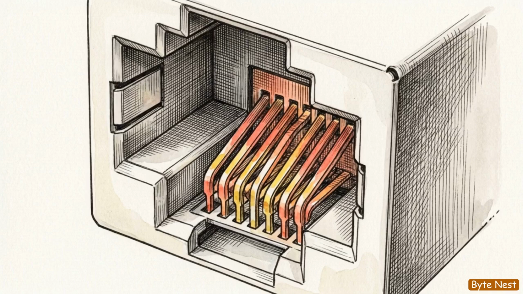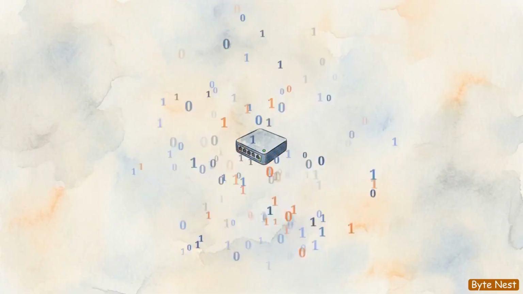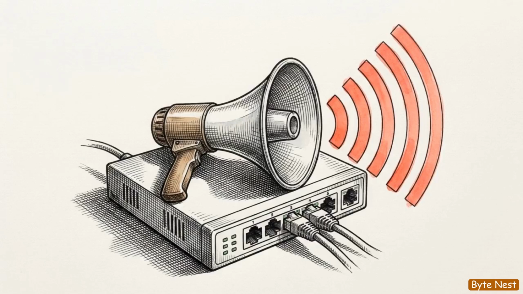A hub is a very simple device because it only deals with raw electrical signals. It doesn't understand file names or web addresses. It doesn't even know what data it's holding. Because it can't read the information, it acts exactly like a loudspeaker in a crowded room.